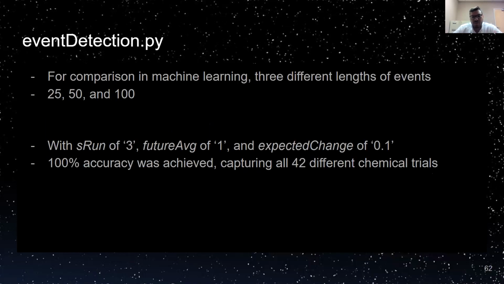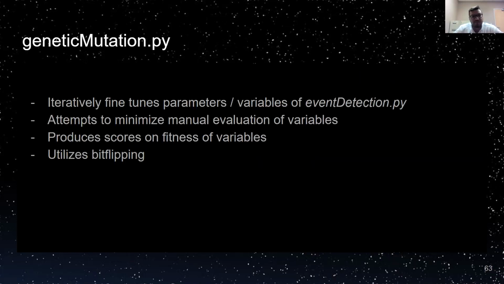With this specific script and the way it was configured, with the srun of 3 and future average of 1, I want to be specific with the way the indexing works here. A future average of 1 would include the index itself as well as another value, so it's a total of 2. But with these variables, we had 100% accuracy, meaning that all of our different chemical trials were detected and identified successfully with the labels from our manual experimental log, with no false positives, so we didn't have to cut out any quote unquote noise.